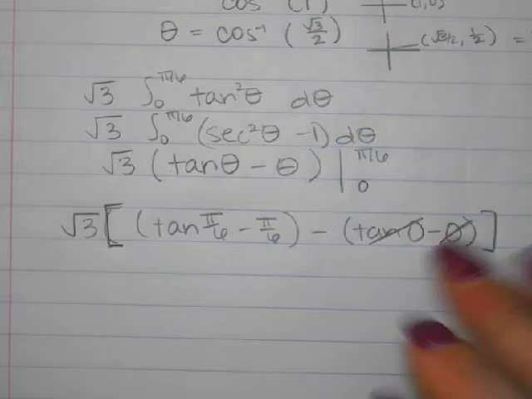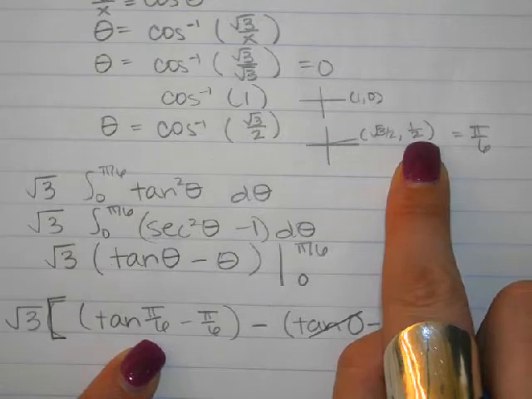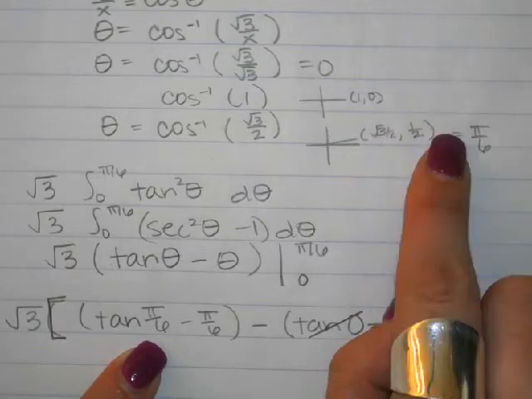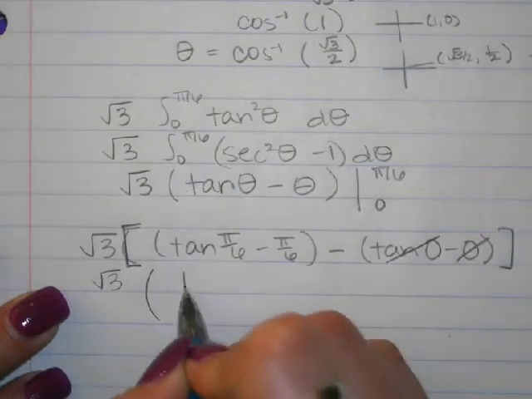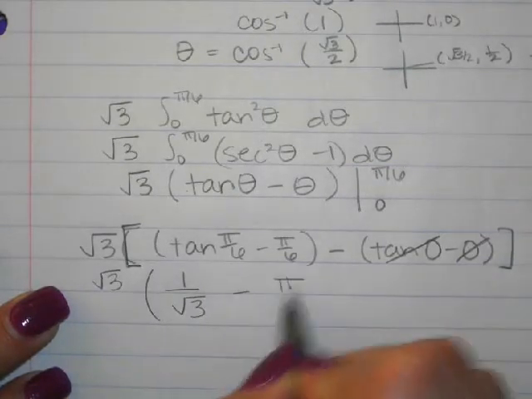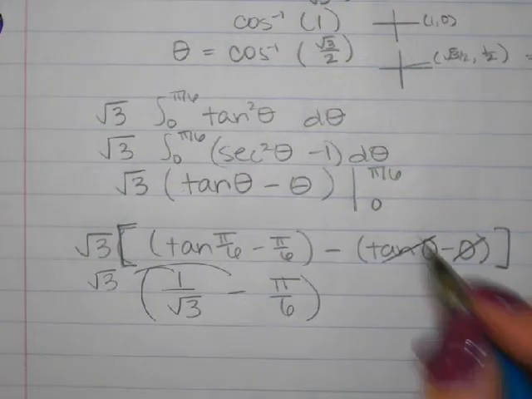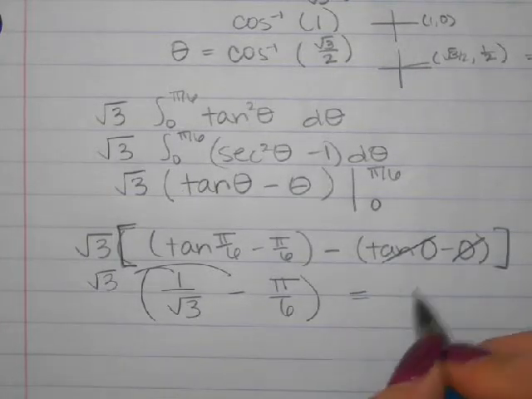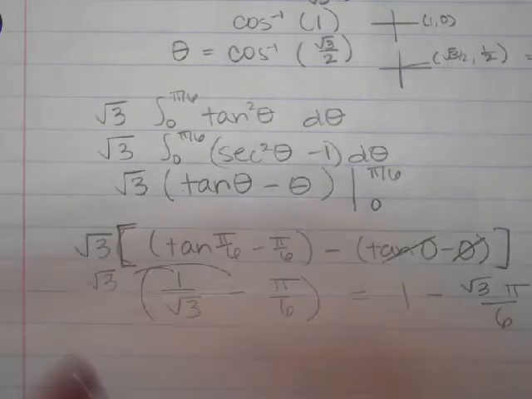Okay. So now I've got a picture. Tan of pi over 6 would be what? Y divided by x. It'd be 1 over root 3. So we've got root 3 times 1 over root 3 minus pi over 6. And we can just distribute. Or we can say this is an FRQ so I don't have to keep going. So root 3 over root 3 is just 1, minus root 3 pi over 6. Well, that's fun.